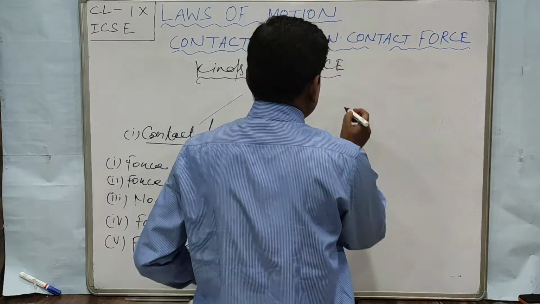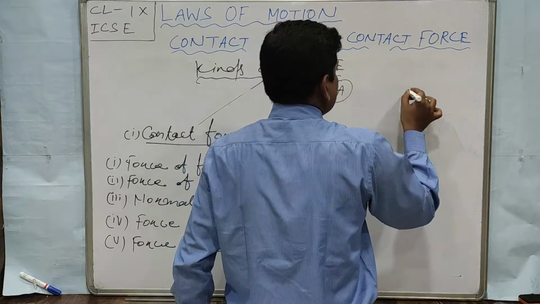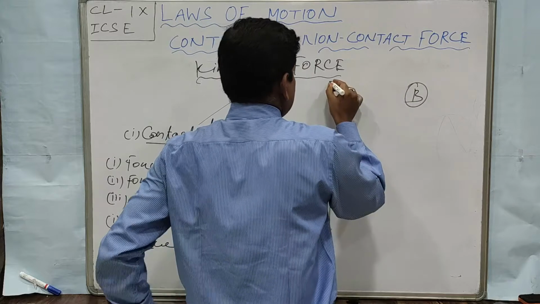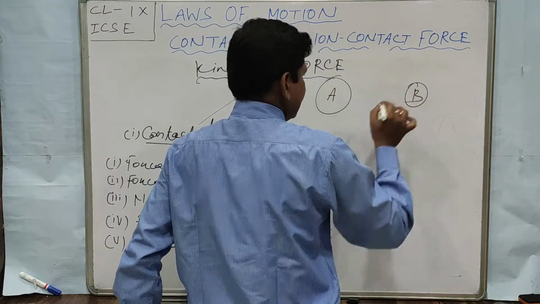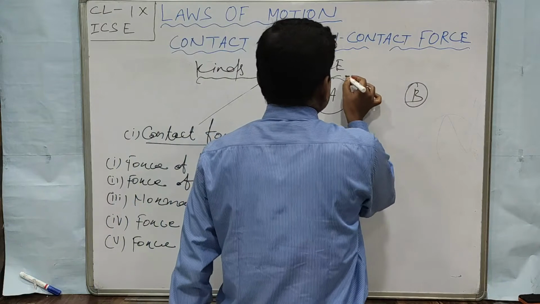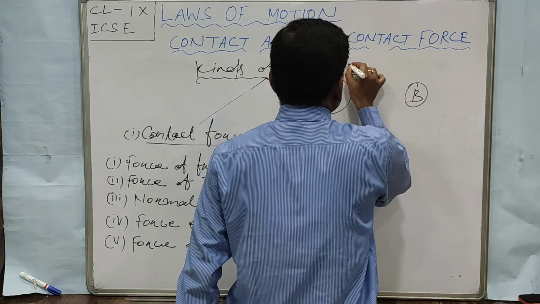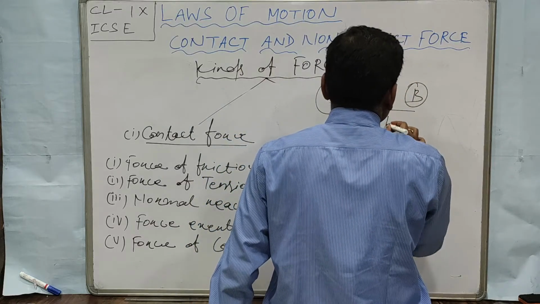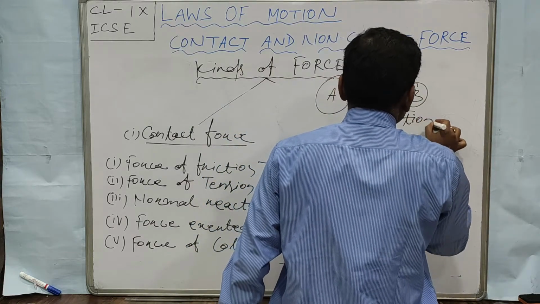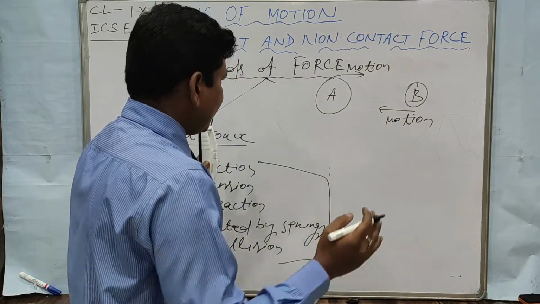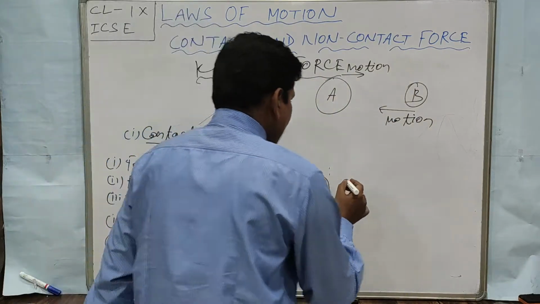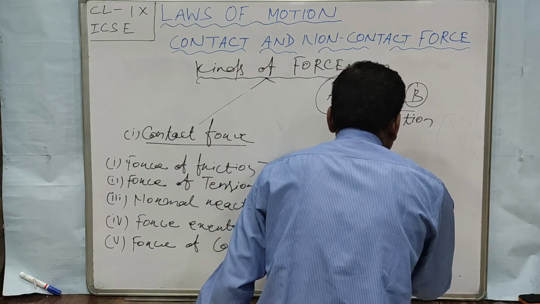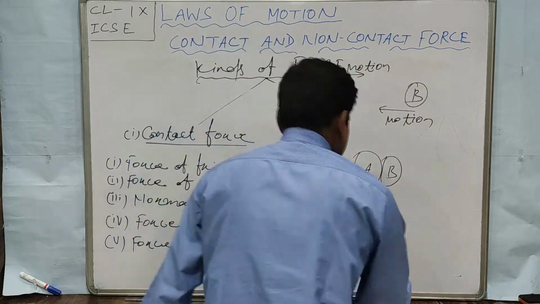Say this is body A and this is body B. Suppose body A is moving along this direction, this is the motion of body A, and body B is also moving along this direction, this is the motion of body B. Now, when they are moving towards each other and they collide, this is body A and this is body B, during collision.